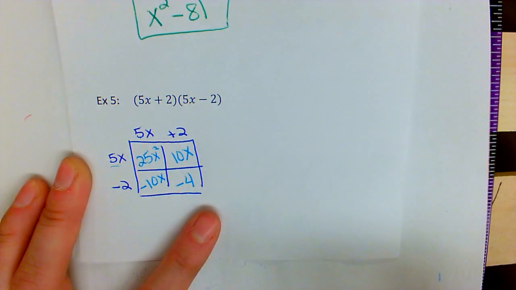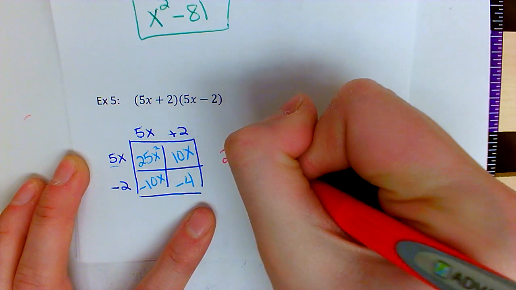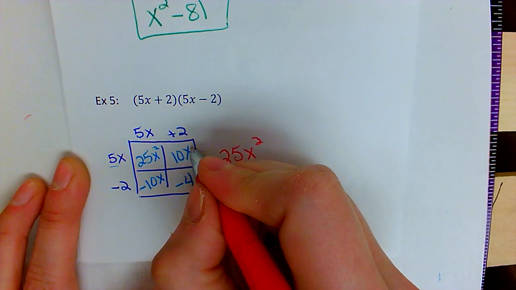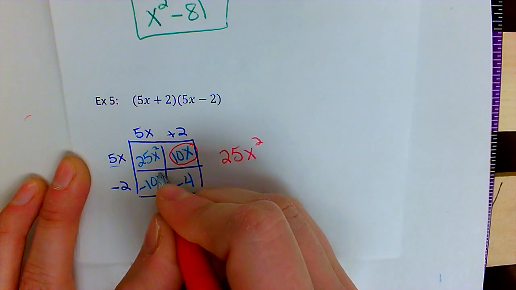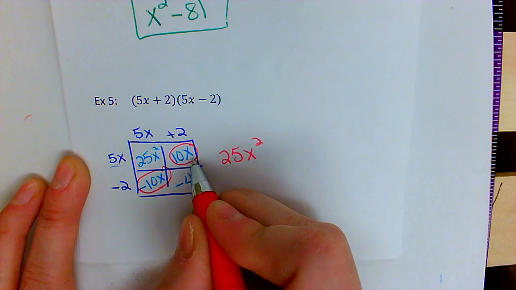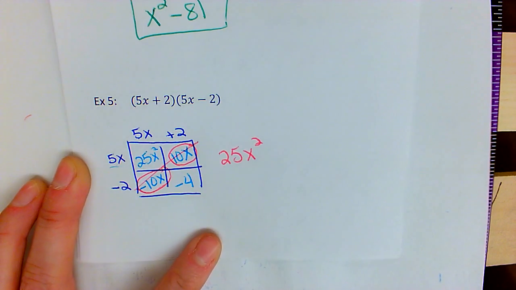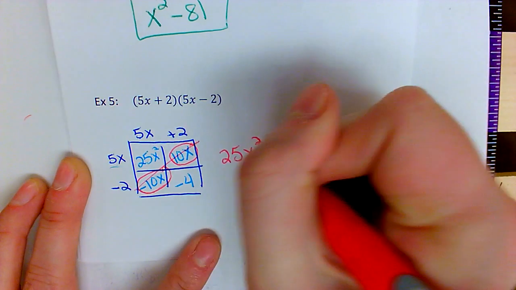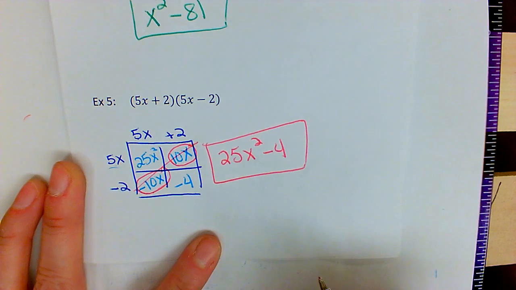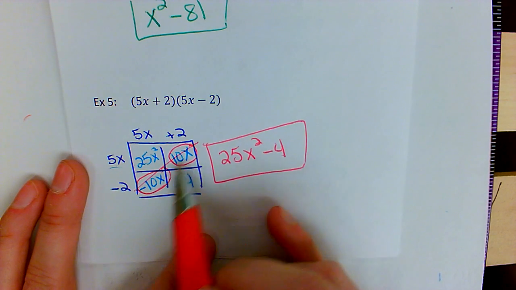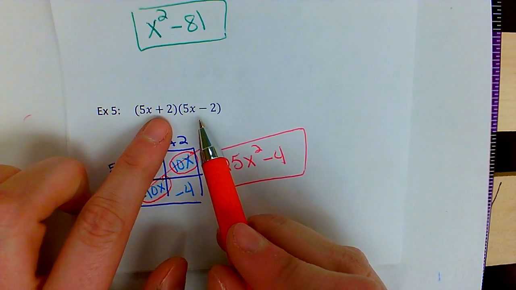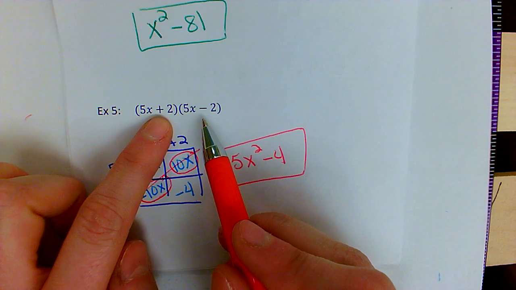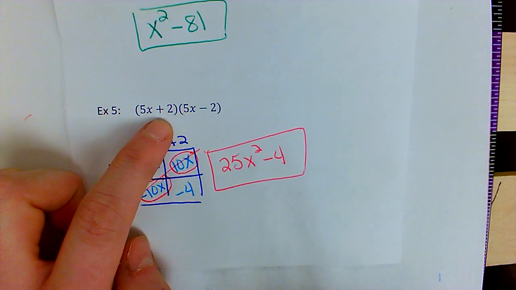So now we've got to combine like terms. I still have 25x squared in the front. And when I do negative 10x plus 10x, they cancel. And I still have that minus 4. So once again, the reason that happened, I was able to cancel something out in the middle, is because I basically had the same set of parentheses, except one was positive, one was negative.